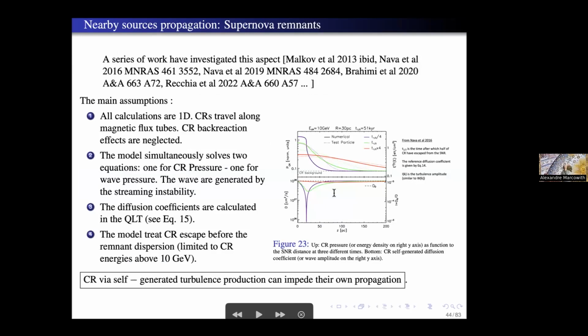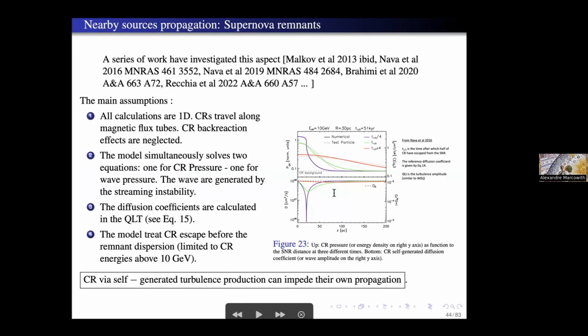It's also a nonlinear process because you have to couple a kinetic equation for cosmic ray pressure and wave pressure. Here is an example of a solution. You take a supernova remnant with 10 GeV particles, and you have this solid line, the evolution of the cosmic ray pressure as a function of time. This is the reference time scale, after which half of the cosmic ray pressure in your supernova remnant has escaped.